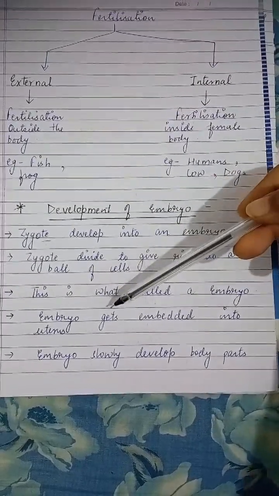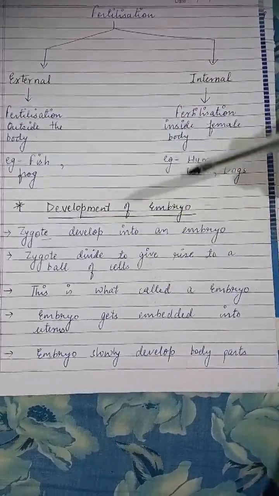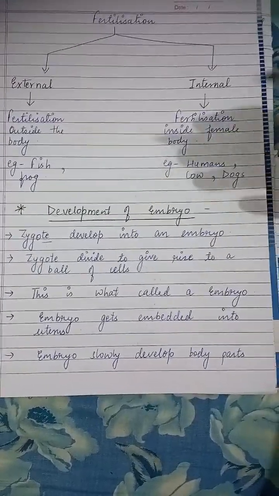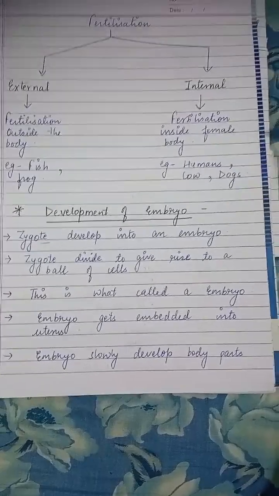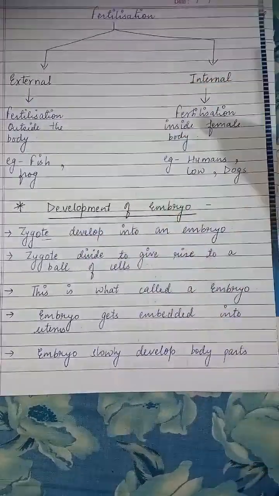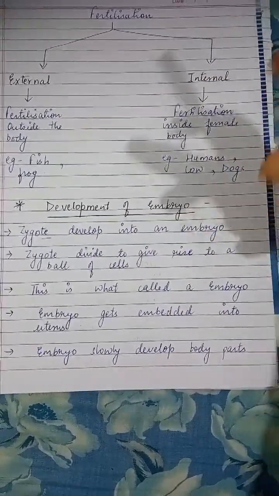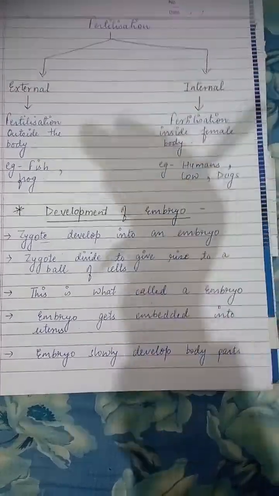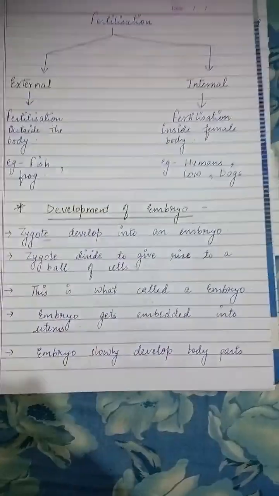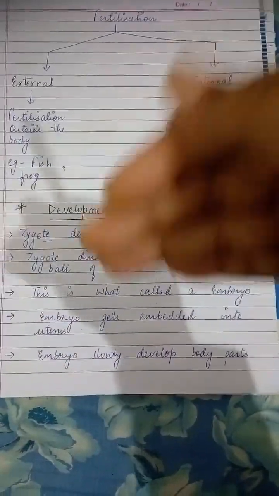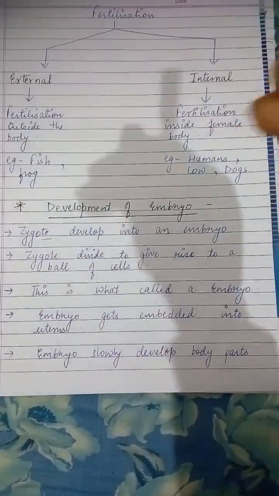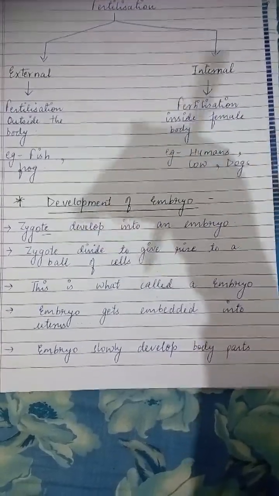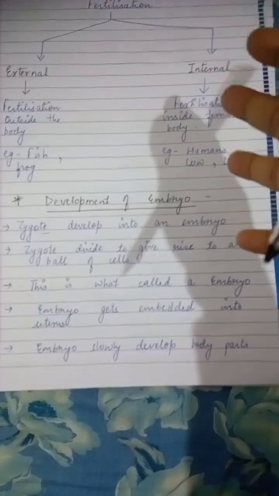Correct? The embryo is the product which gets embedded into the uterus. We have discussed that the uterus is a part of the female reproductive structure, where the whole development of the baby, the fetus, takes place. Correct? So first process is fusion, that is fertilization. After fertilization, what happens? Zygote forms. Then the zygote divides and gives rise to embryo.